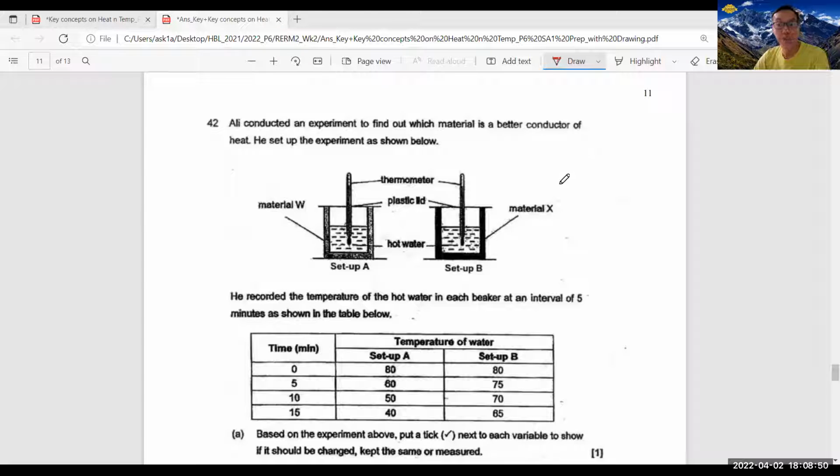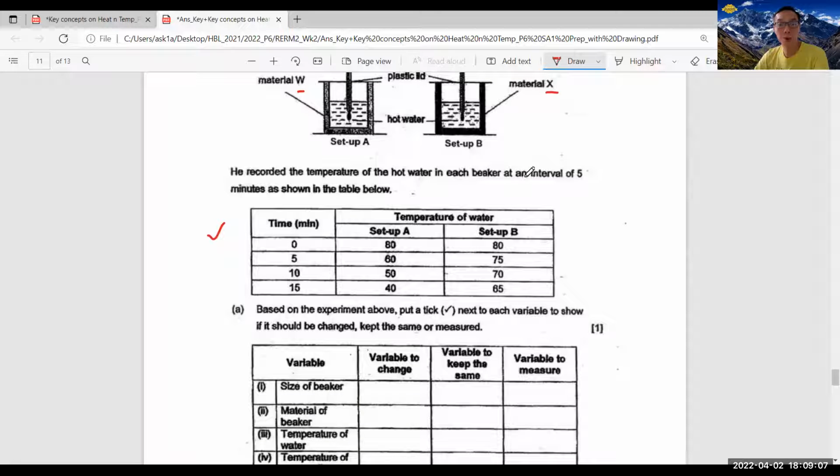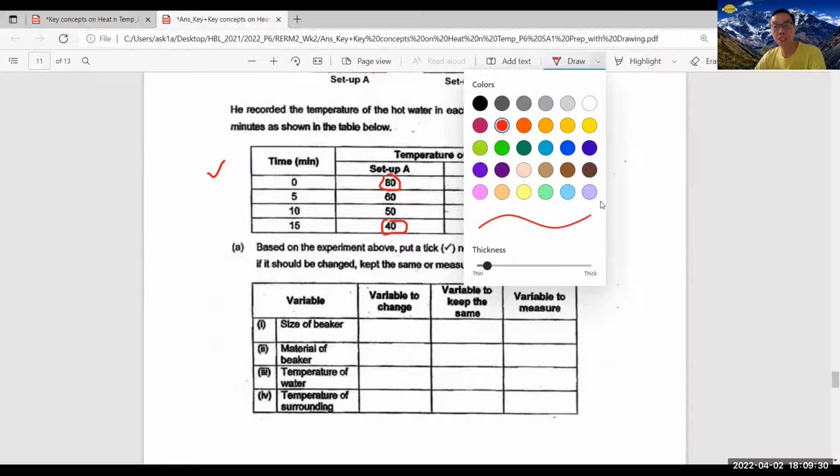Okay, let us examine these questions. There's a table given, and this experiment is to find out which material is a better conductor of heat. So you can see there's material W and material X. He recorded the temperature of hot water in each vehicle. So the temperature started at 80 degrees centigrade for both. The temperature is taken every 5 minutes. So we look at the ending temperature, 40 versus 65. So which is a better conductor of heat?